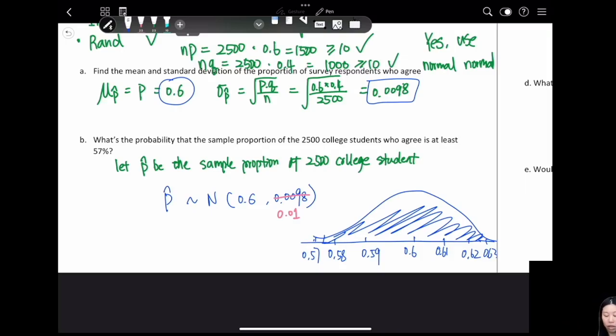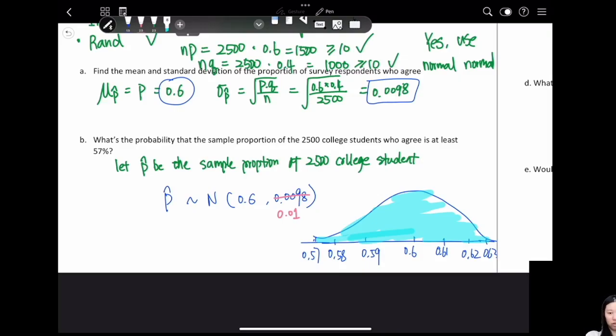Okay, but this is not what they asked you. They didn't ask you to draw the model. They asked you, what is the probability that at least 57% agree? So now look at the graph. Let me erase this. At least 57% agree, which means this part, right? So remember 57%, we just calculated that. 57% is at three standard deviations, so it should be more than 99%.